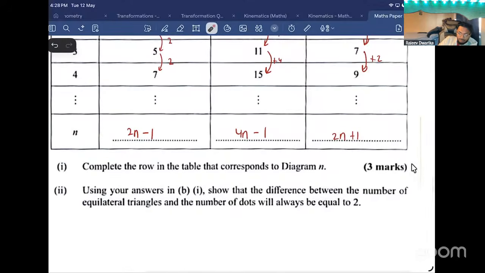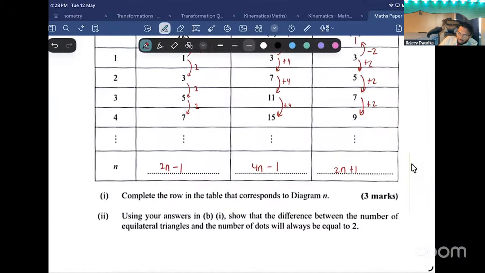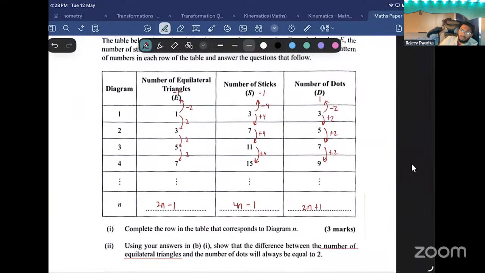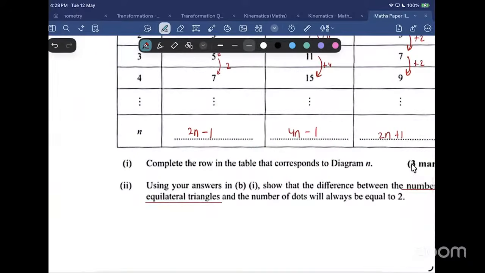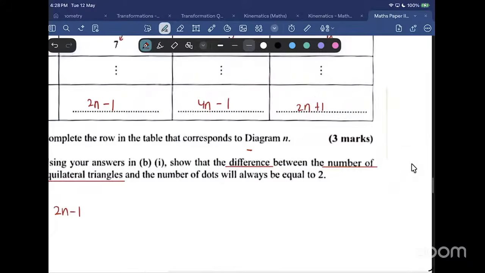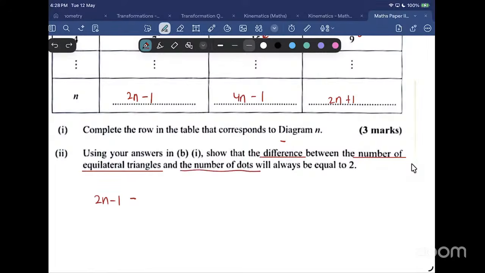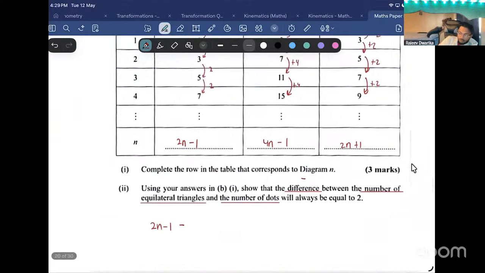So cool. Part 2: using your answers in B part 1, show that the difference between the number of equilateral triangles and the number of dots will always be equal to 2. Okay, so I see they are mentioning the number of equilateral triangles. Immediately I'm going to recall the formula for that. What was the formula for the number of equilateral triangles? Yeah, it was 2n minus 1. And let's see, difference. Anytime you see difference, what do I mean? Minus. So I'm going to say 2n minus 1 minus the number of dots. The number of dots is 2n plus 1.